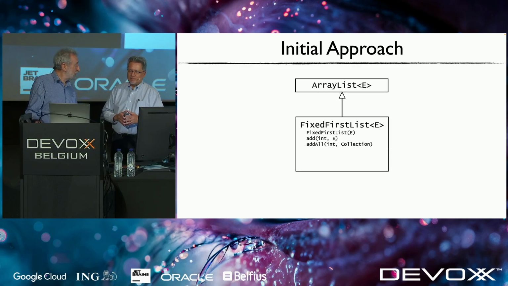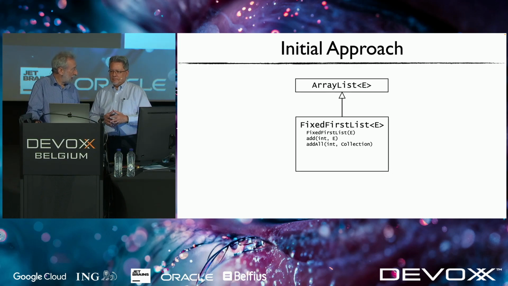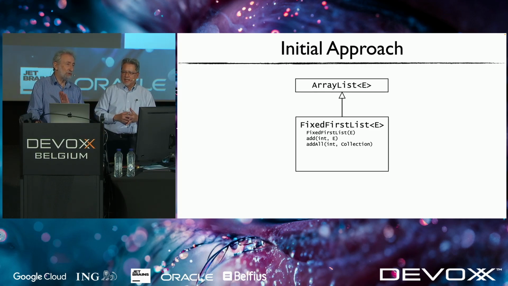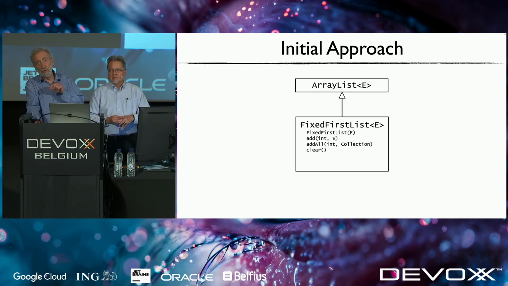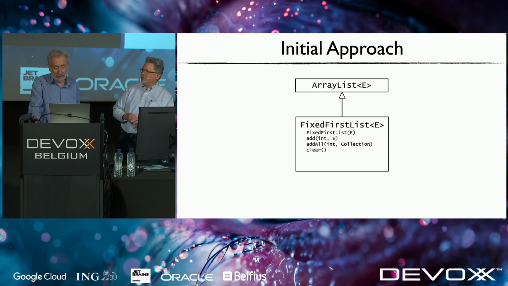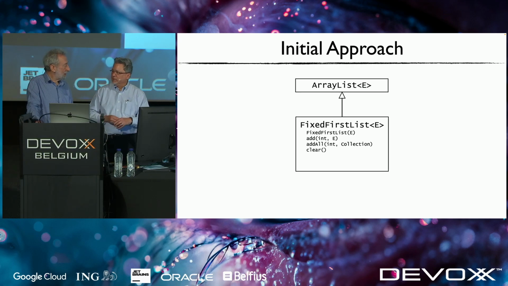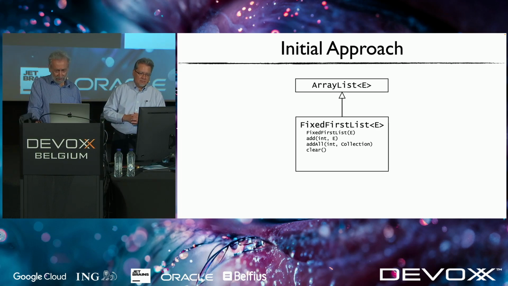We can't remove it. So what are the things that might remove that first element? There's a method that removes all of the elements. So we better override that to make sure that it removes all of them except the one at position 0. So that should clear everything except the first element. That's pretty easy. So I think we'll have to worry about that.